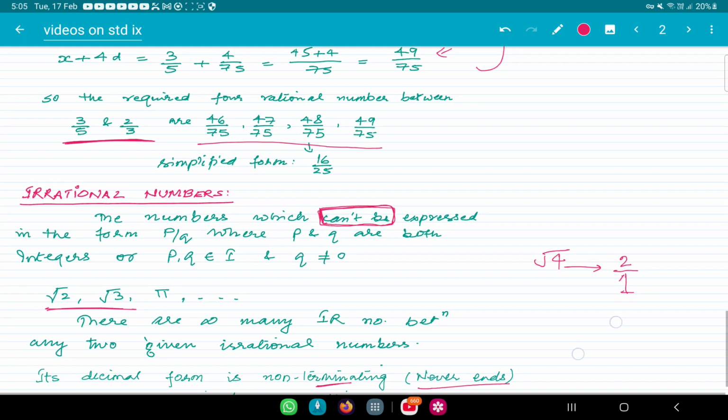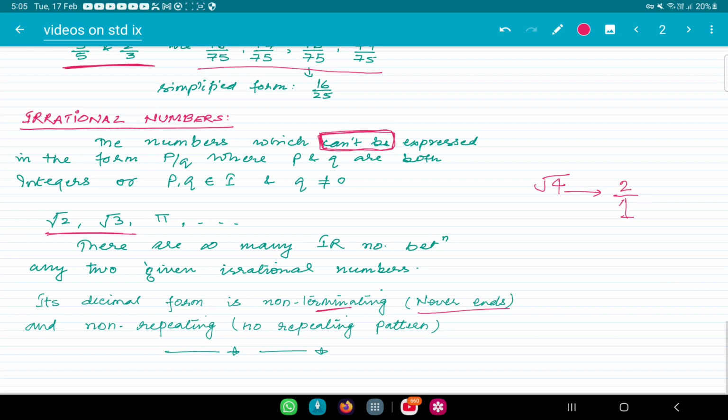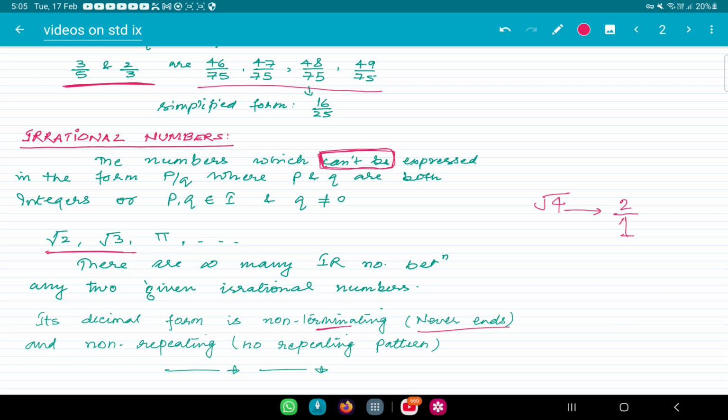Then we saw irrational numbers. Irrational numbers come in the form of non-terminating as well as non-repeating decimals. So this is all about this video.